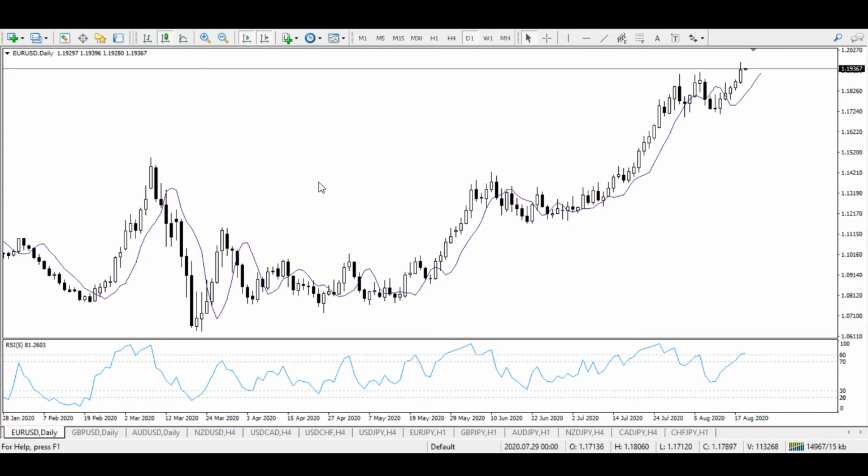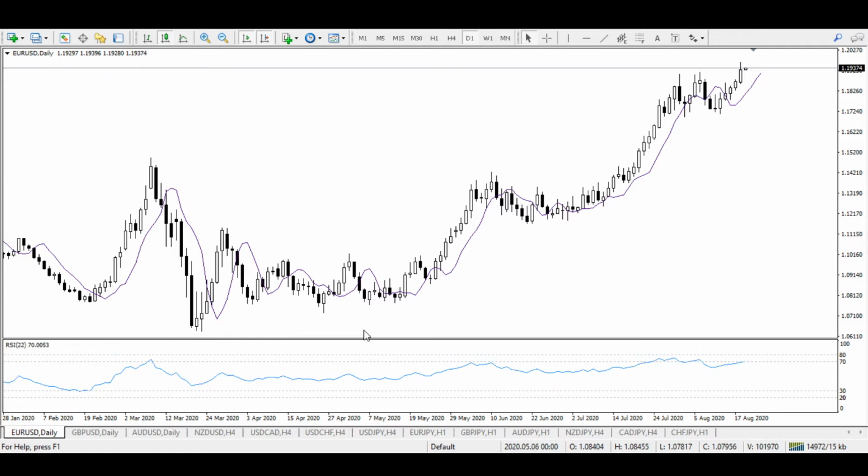But if we go to 22, then I take 22, because there are 21.75 working days in a month if you look at the total number of working days in the whole year. So I take the 22 period to understand the strength and weakness as per the entire month, and in this scenario I consider 70 and 30. As per the 70 area, the RSI is still above 70. Right now it is 70.03.